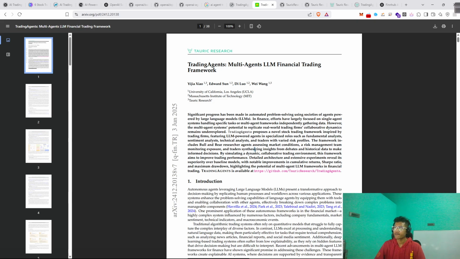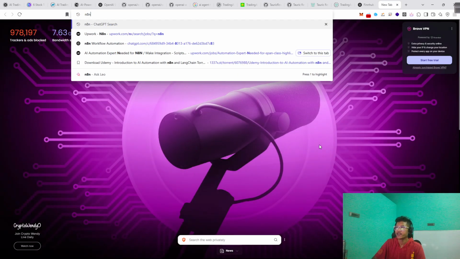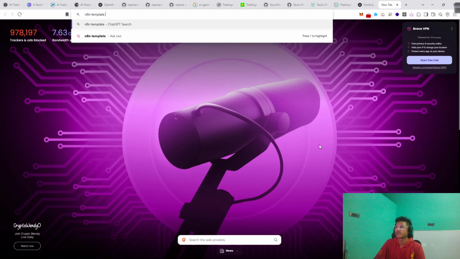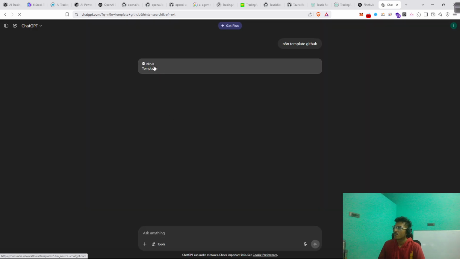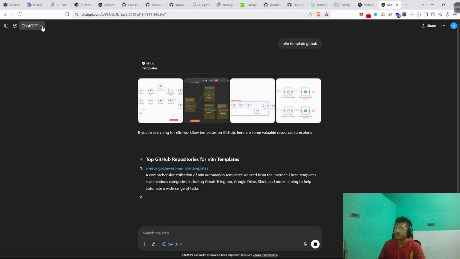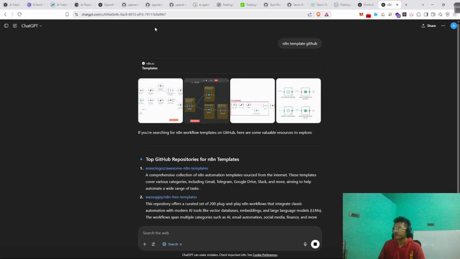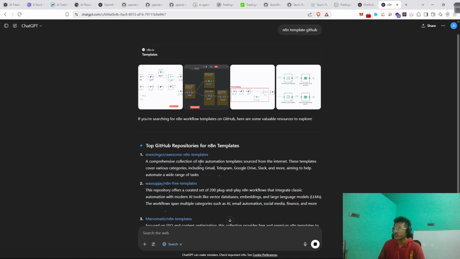Recently we have seen that there are a lot of agents that you can use to complete certain tasks, right? So in n8n, template, GitHub. See, even I'm using ChatGPT, right? So it's using ChatGPT-4 to give me this result back, right?